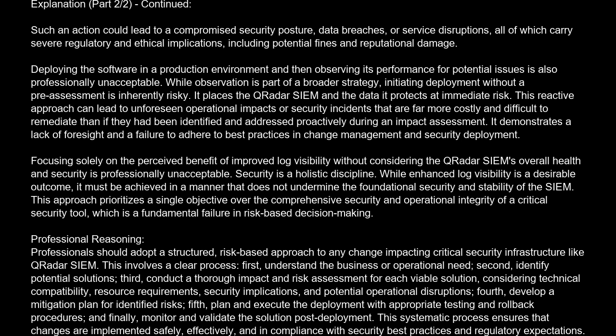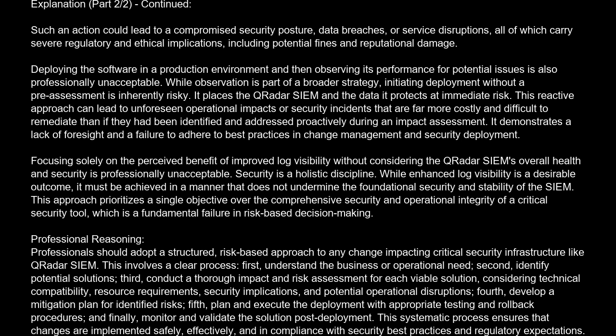Deploying the software in a production environment and then observing its performance for potential issues is also professionally unacceptable. While observation is part of a broader strategy, initiating deployment without a pre-assessment is inherently risky. It places the QRadar SIEM and the data it protects at immediate risk. This reactive approach can lead to unforeseen operational impacts or security incidents that are far more costly and difficult to remediate than if they had been identified and addressed proactively during an impact assessment.